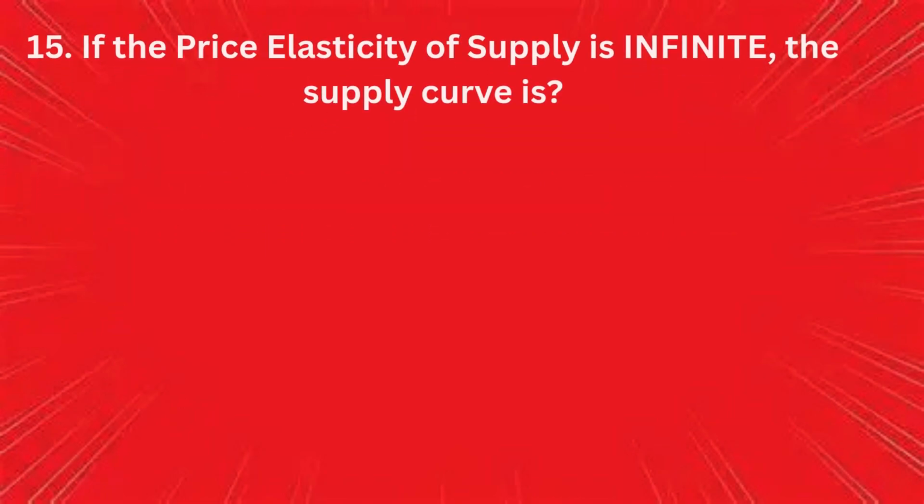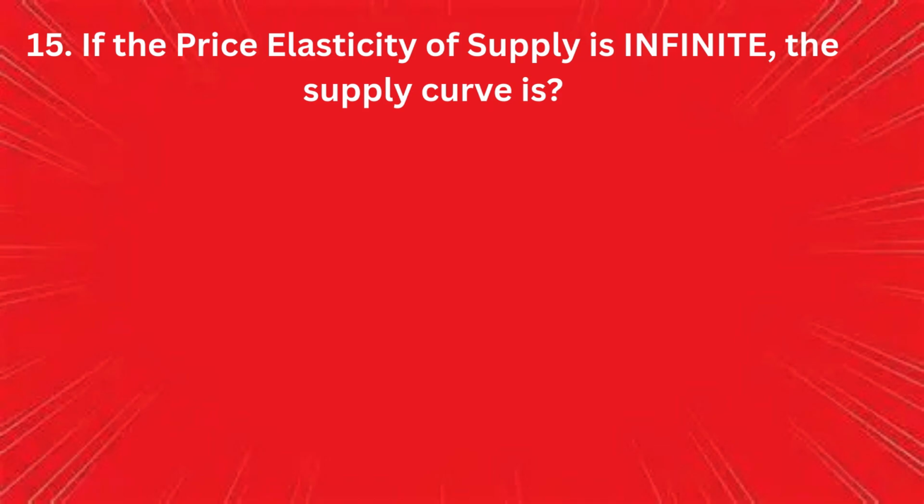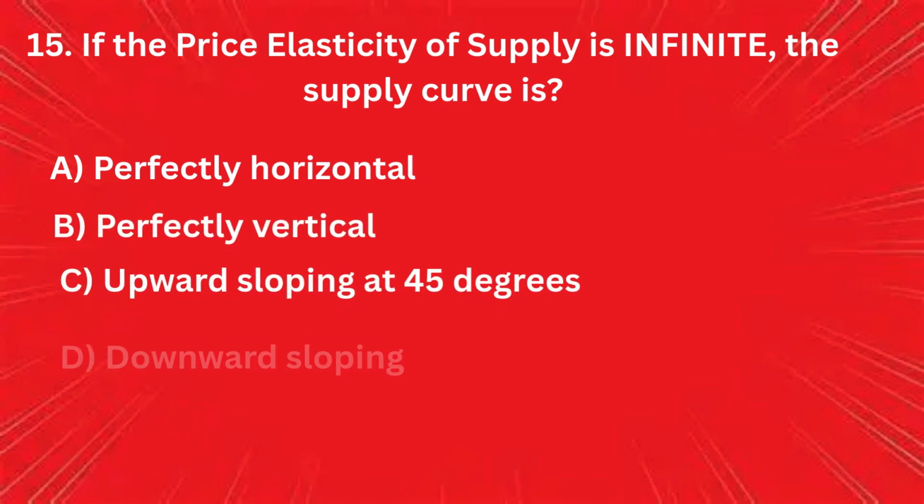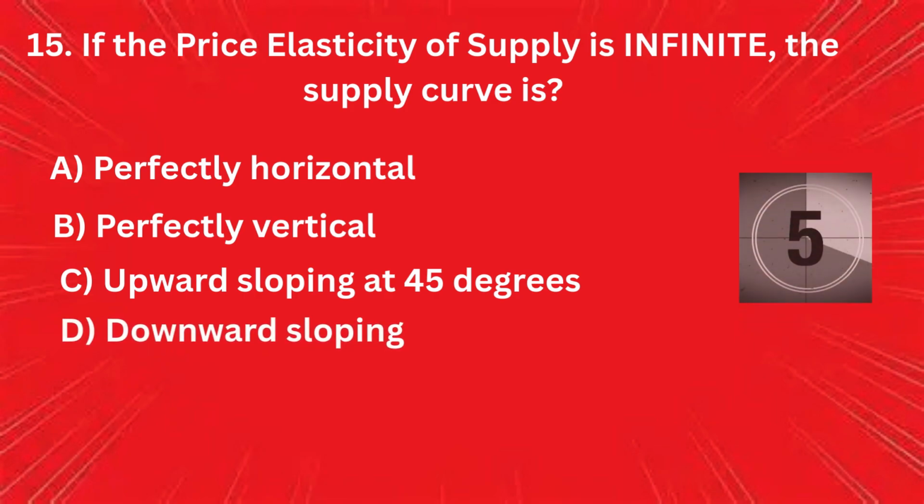15. If the price elasticity of supply is infinite, the supply curve is A. perfectly horizontal. B. perfectly vertical. C. upward sloping at 45 degrees. D. downward sloping.